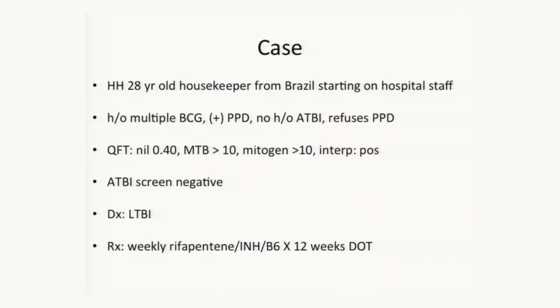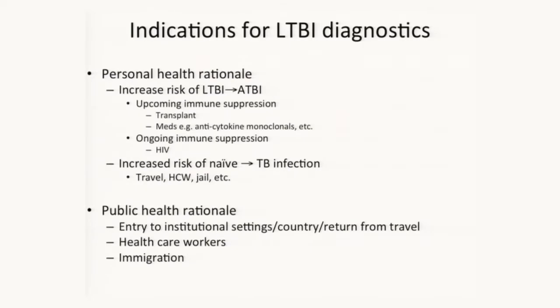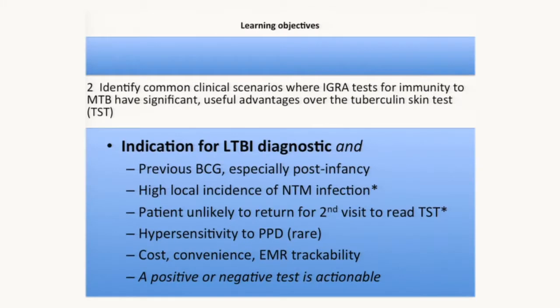So they had a QuantiFERON test, and we see this kind of result a fair amount. They maxed out the test. They blew the test out of the water with the MTB greater than 10. On the chest x-ray and everything, they didn't have active TB infection, and the diagnosis was latent TB infection. They got 12 weeks of therapy at the time of starting their job in the hospital. So this is another case of appropriate use. I think I already showed you this slide.